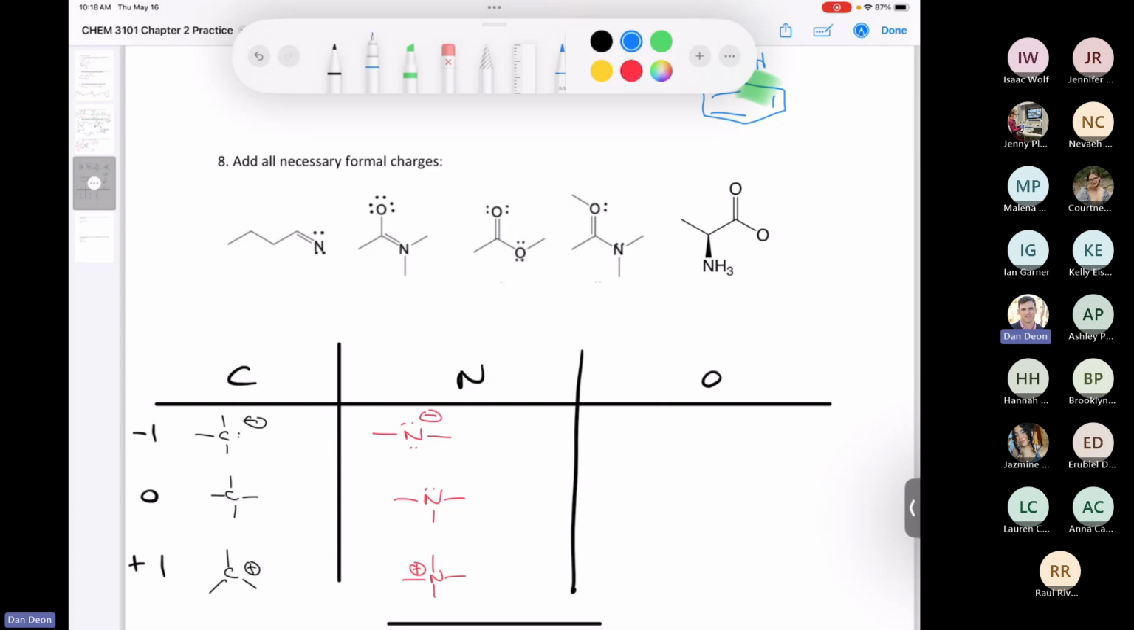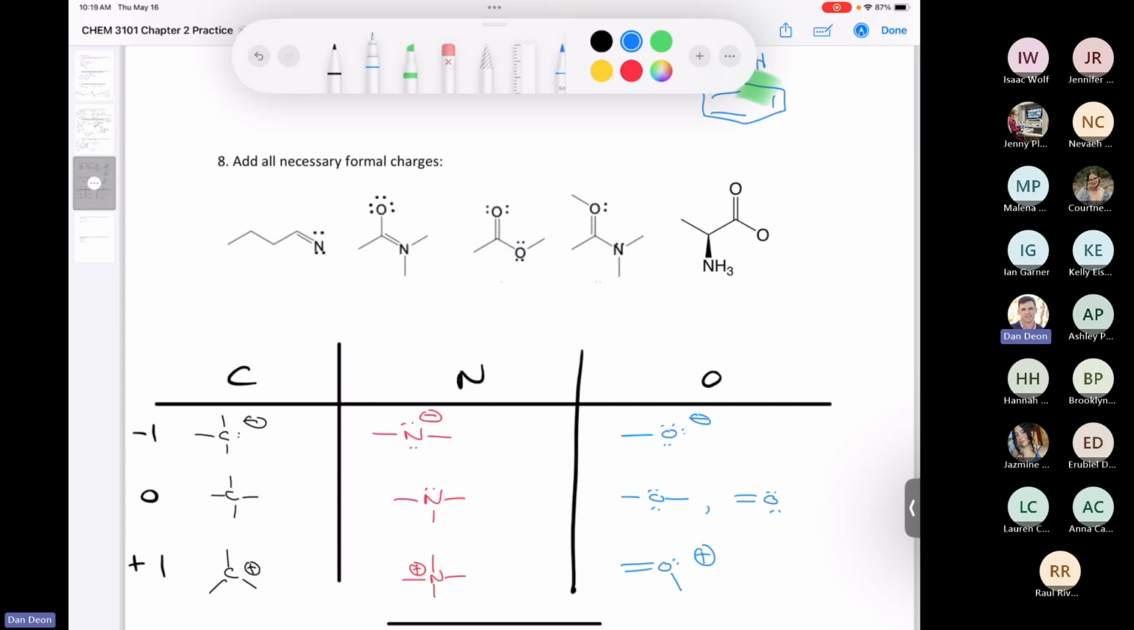For oxygen, when oxygen has 2 bonds and 2 lone pairs, it's 0. And it could be 2 single bonds, or it could be a single and a double, doesn't matter. When oxygen has 1 bond and 3 lone pairs, it has a charge of -1. And when oxygen has 3 bonds and 1 lone pair, it has a charge of +1. You have to have this, I would say, memorized.